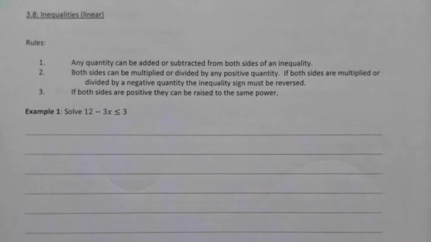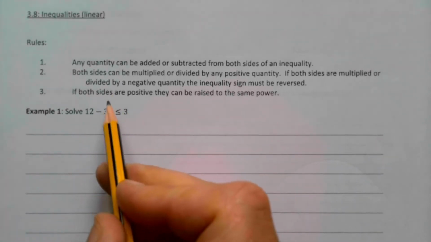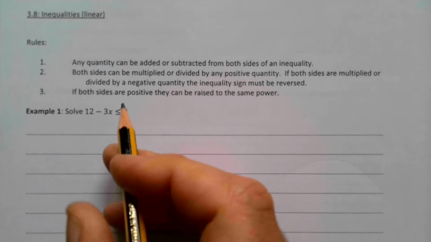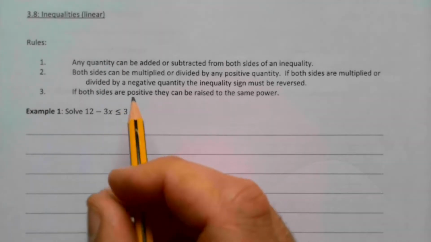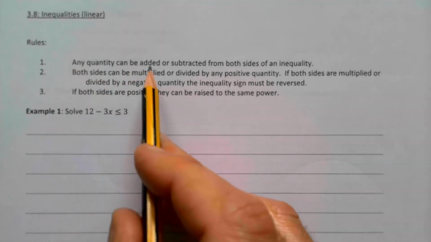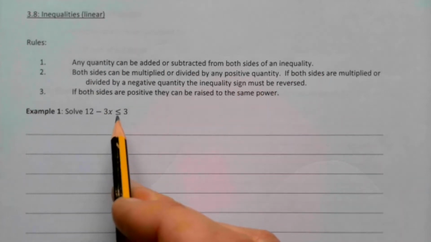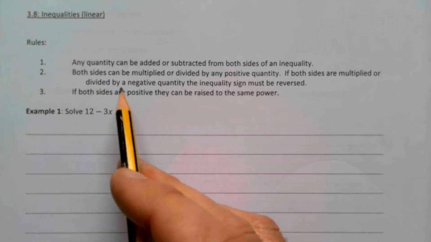We're in Unit 3 and we're looking at inequalities, and just to start with it's going to be linear inequalities, so there's no square term here or anything like this. A couple of wee rules. Any quantity can be added or subtracted from both sides of an inequality, a bit like an equation. You would have learned that in year 8 really.